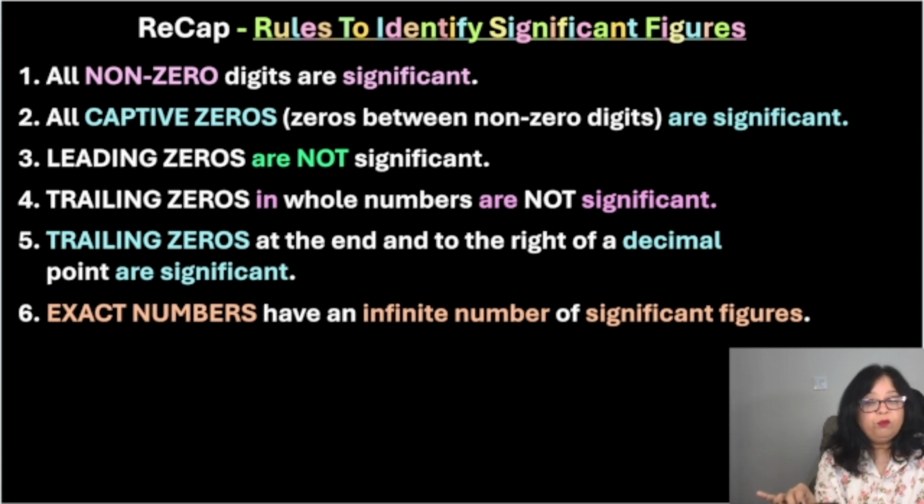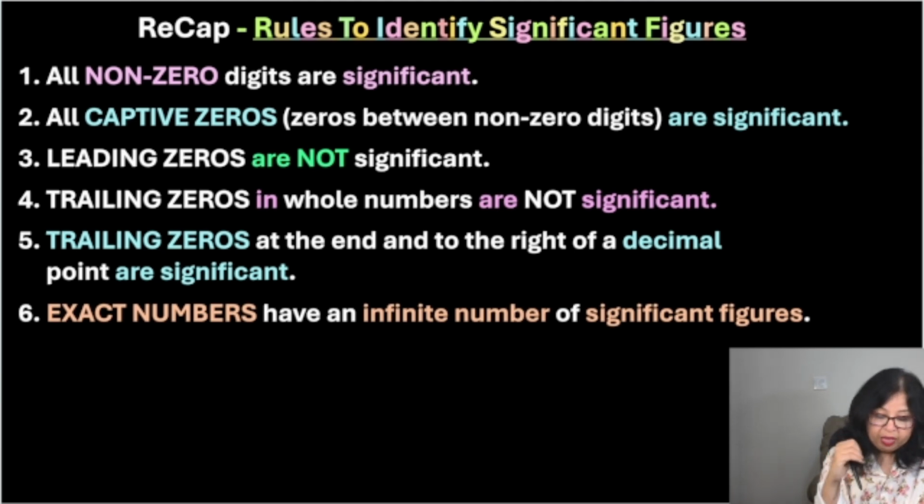And therefore, 3 days has an infinite number of significant figures in it. So any number that is exact, like if I drank 2 liters of water, which I do on most days, then that 2 liters has an infinite number of significant digits in it.